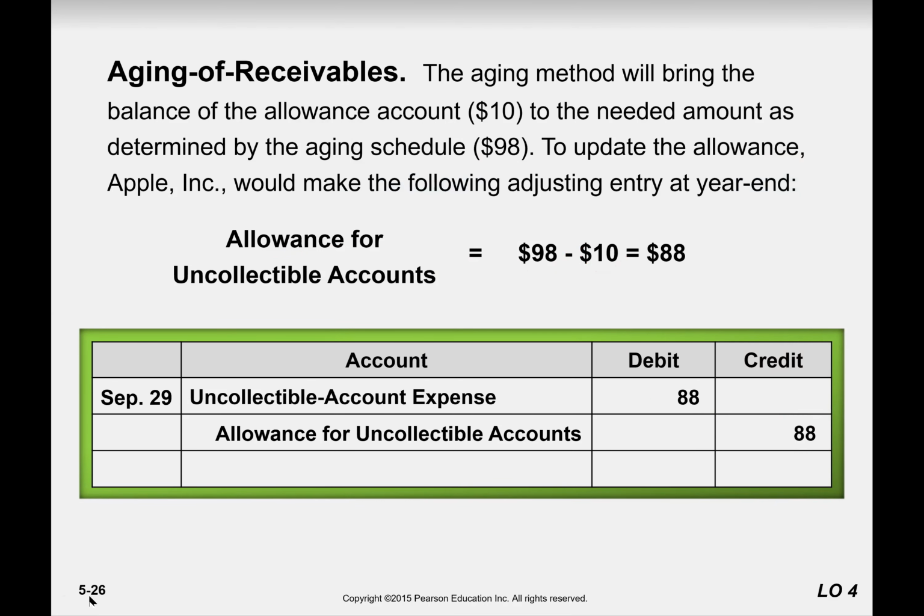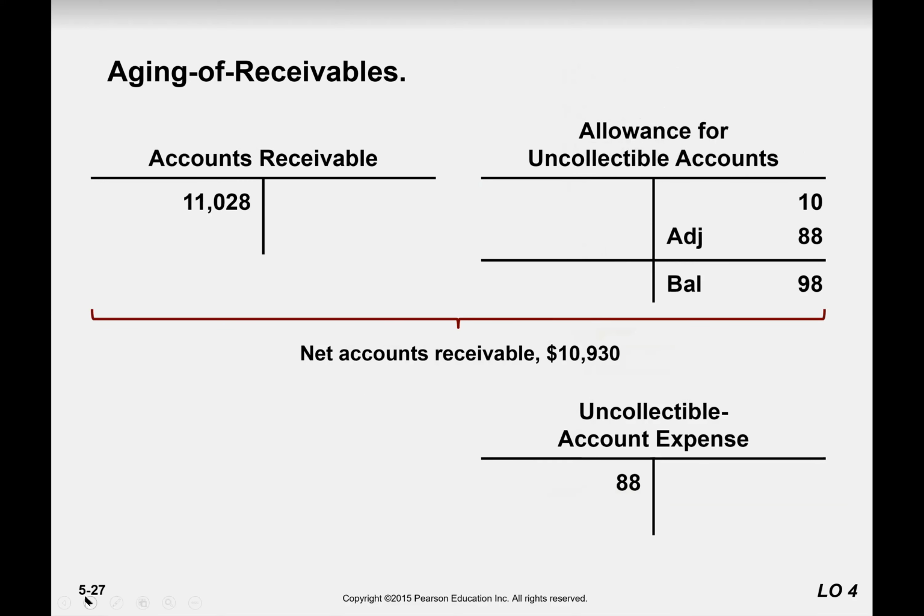Okay. It's just for this year, right? Yeah. So that is the minor difference between percentage of sale and aging of receivable. That's it. The entry is the same, which is uncollectible expense to allowance for uncollectible.